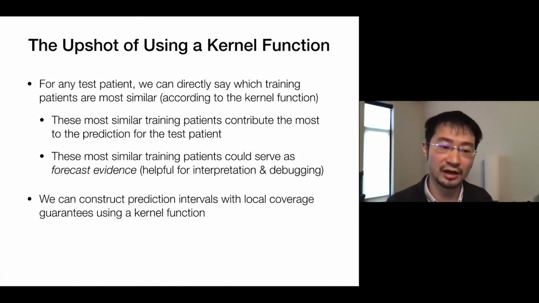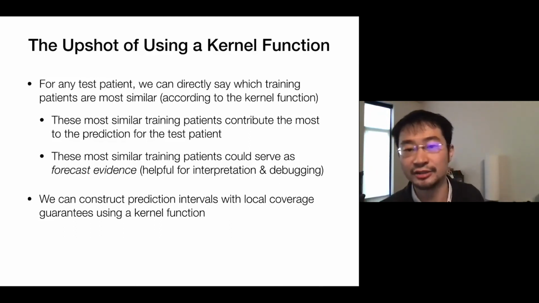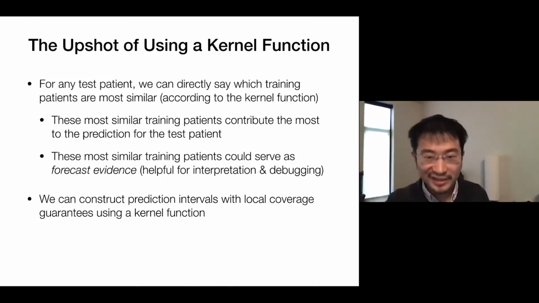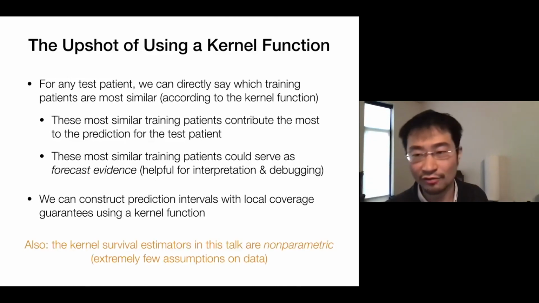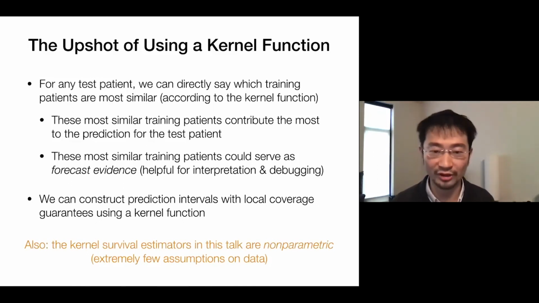And the other part that I mentioned is that by using a kernel, we can actually construct these prediction intervals that are going to have local coverage. Something I'll say, but won't really get into, is that the kernel survival estimators we'll be seeing in this talk are also non-parametric. So they're not going to assume a parametric underlying way in which the data are generated. This can be nice if you're not quite sure what are reasonable modeling assumptions for the data.